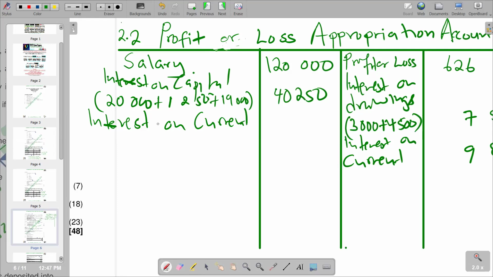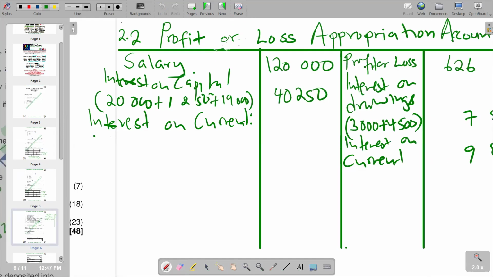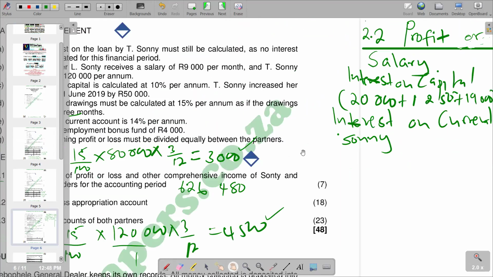Right. Then you can just maybe try to indicate which interest on current is this one. Remember, this one is for the second partner, which is our Sony. So here we can just say Sony, and the figure that we have is 12,600. And here again, you can indicate that is Sony. Just to specify where you are taking that interest on current. So I will go and try to see again the next partnership agreement term that we have there.